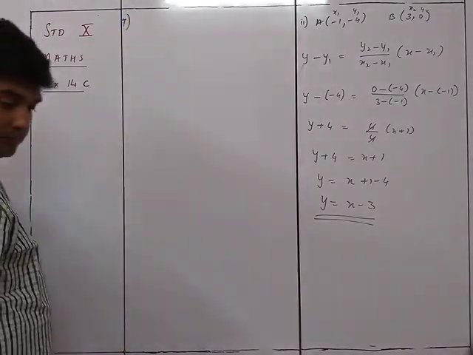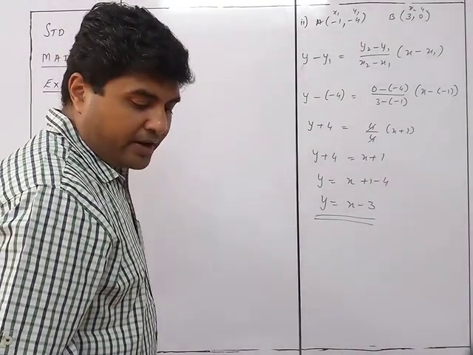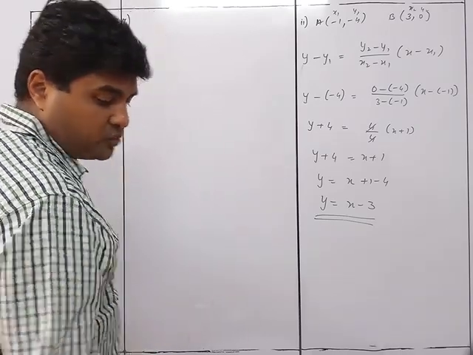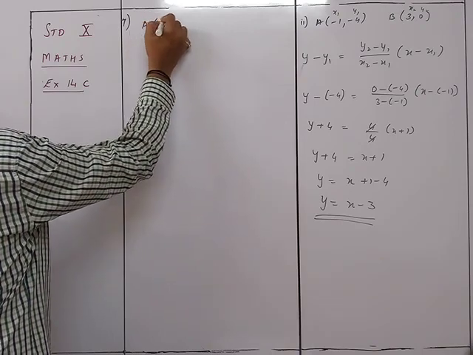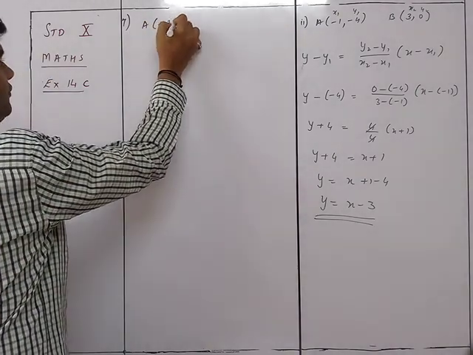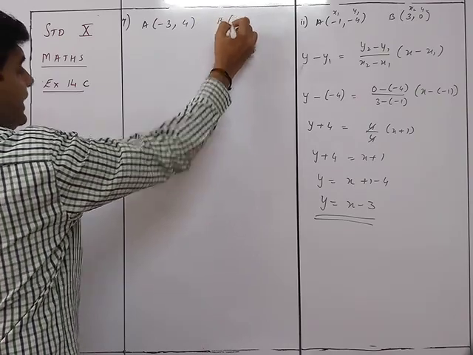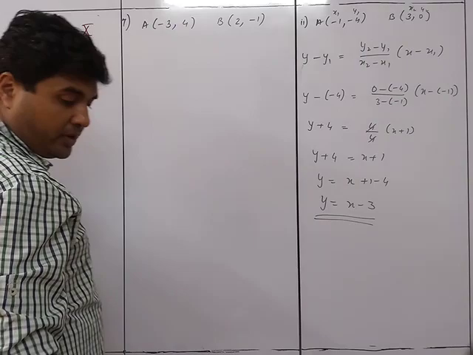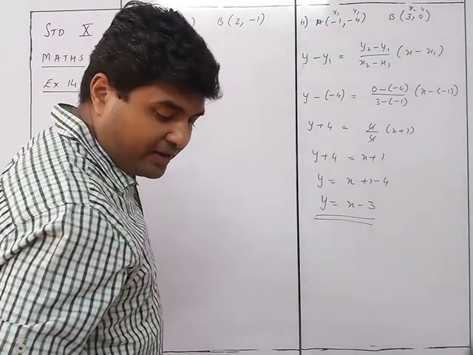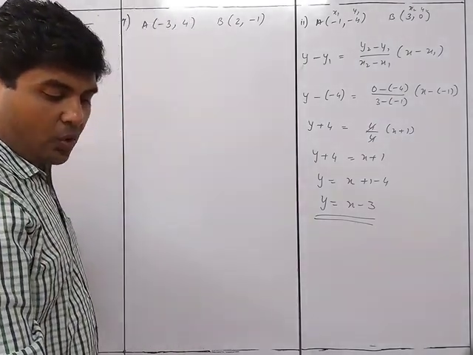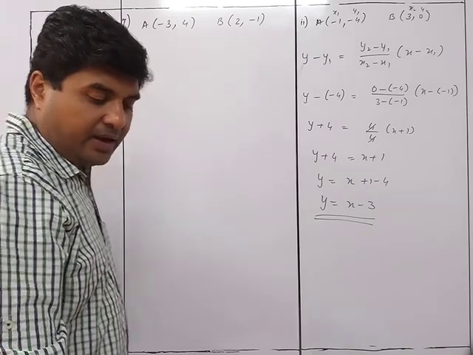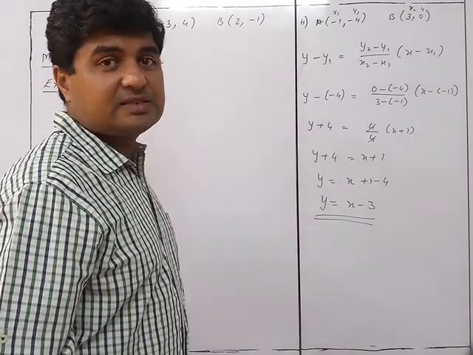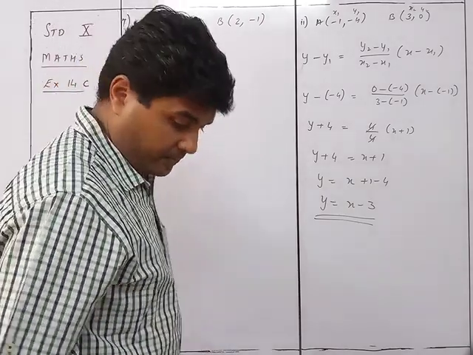Sum number 7. The coordinates of 2 points A and B are minus 3, 4 and 2, minus 1. So we got A is equals to minus 3, 4 and B as 2, minus 1. These are the coordinates. You need to find out the equation of AB and the coordinate of the point where the line AB intersects the y-axis. Okay, so that is what we are given as the y-intercept, the C.